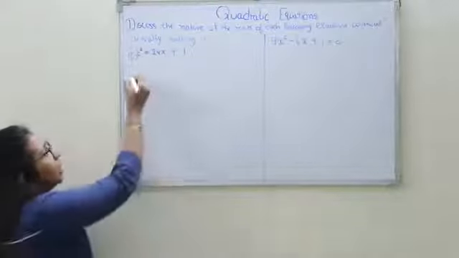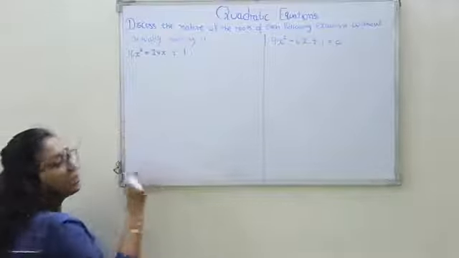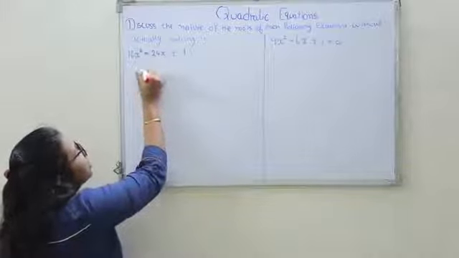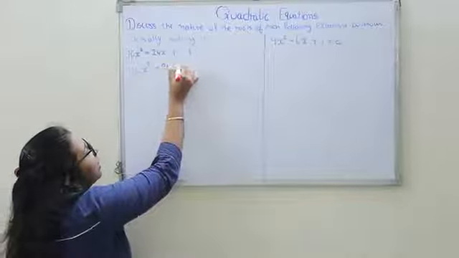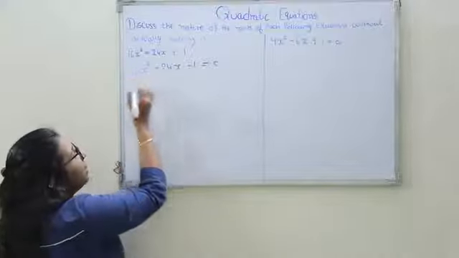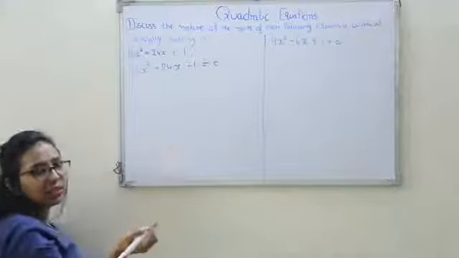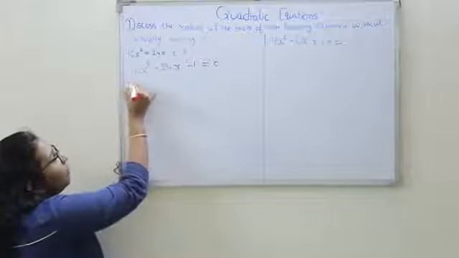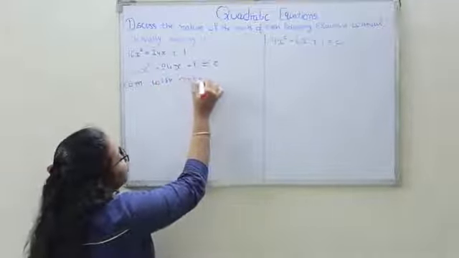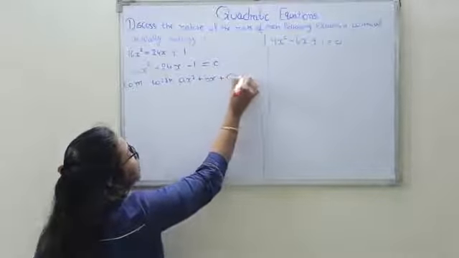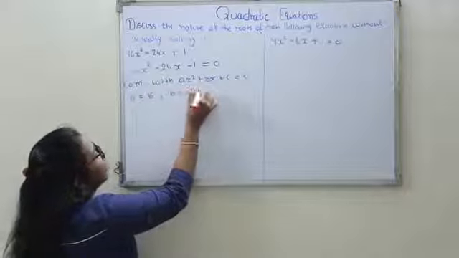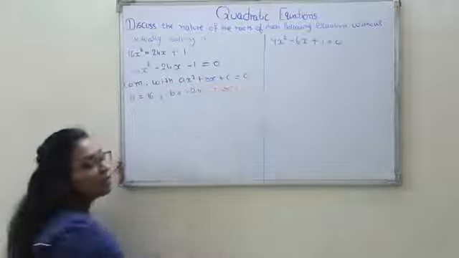So the first question is 16x square is equal to 24x plus 1, which is not in standard form. So first we will convert it to standard form, that is, we will take all the terms to this side. Now comparing with ax square plus bx plus c is equal to 0, we will write the values of a, b, c. So a is equal to 16, b is equal to minus 24 and c is equal to minus 1.